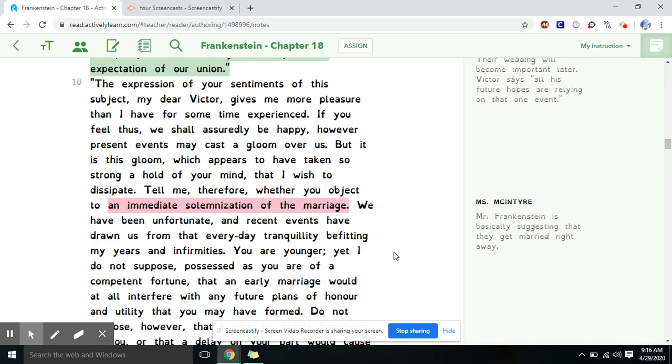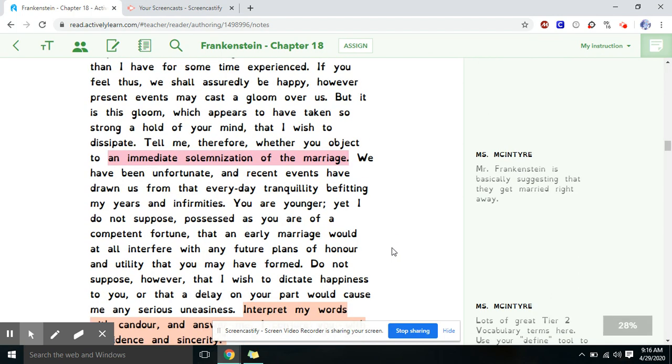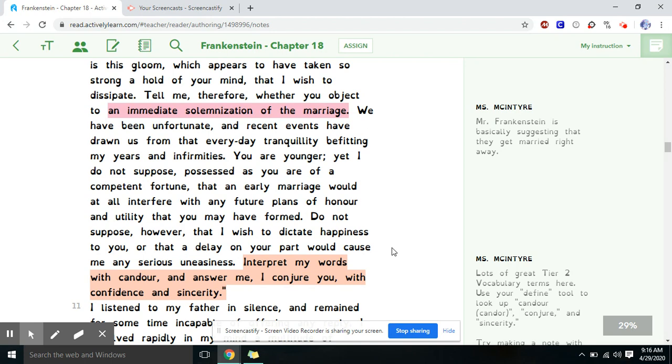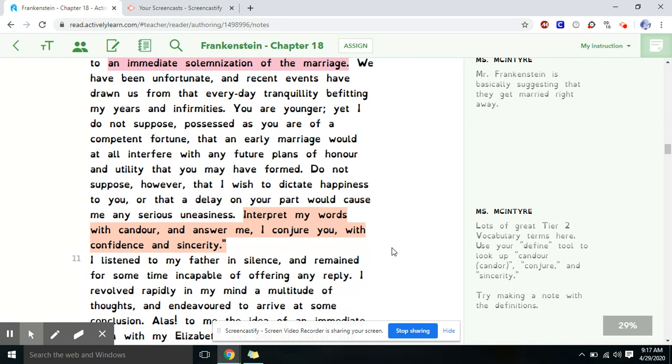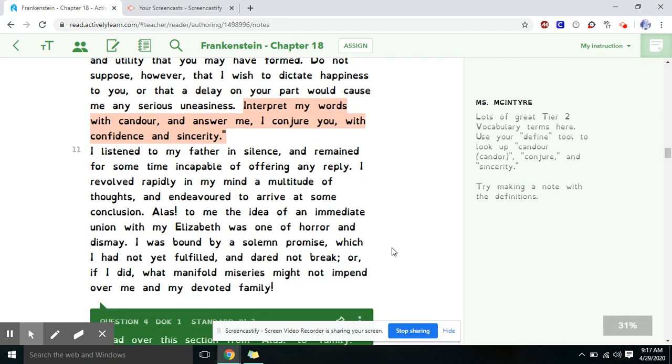We have been unfortunate, and recent events have drawn us from that everyday tranquility befitting my years and infirmities. You are younger, yet I do not suppose, possessed as you are of a competent fortune, that an early marriage would at all interfere with any future plans of honor and utility that you may have formed. Do not suppose, however, that I wish to dictate happiness to you, or that a delay on your part would cause me any serious uneasiness. Interpret my words with candor, and answer me, I conjure you, with confidence and sincerity.